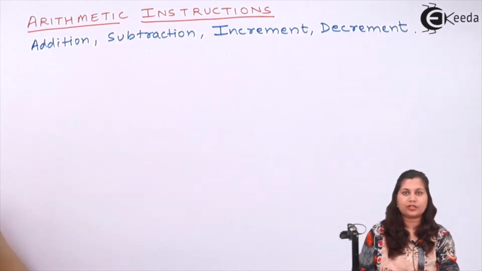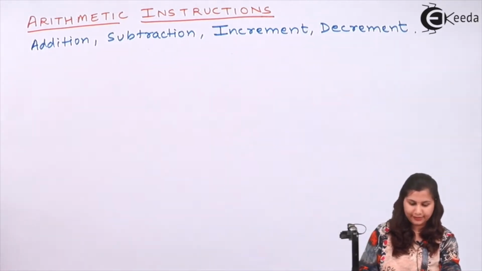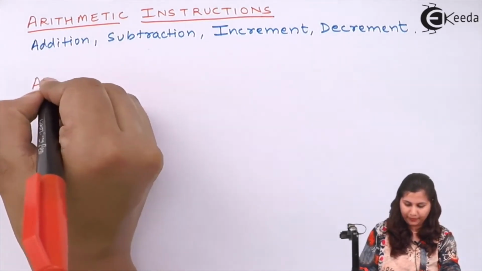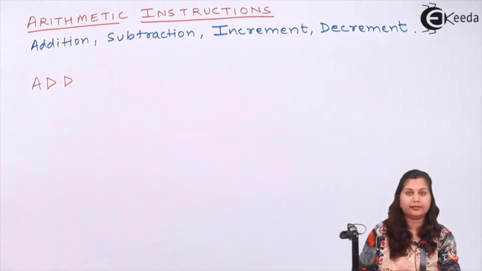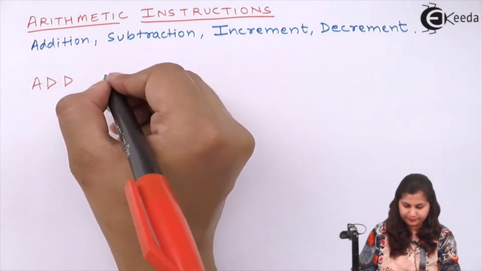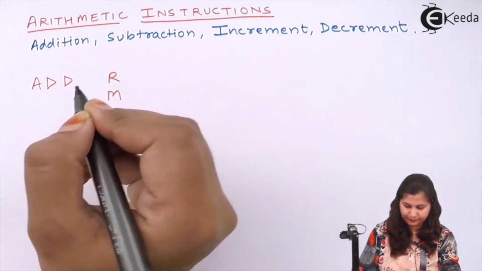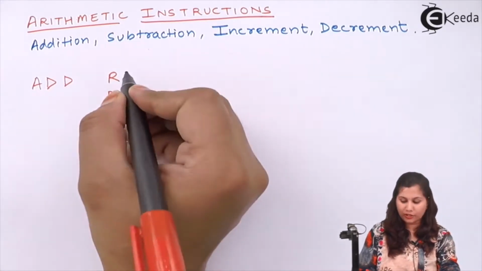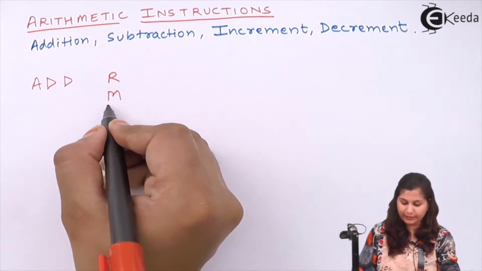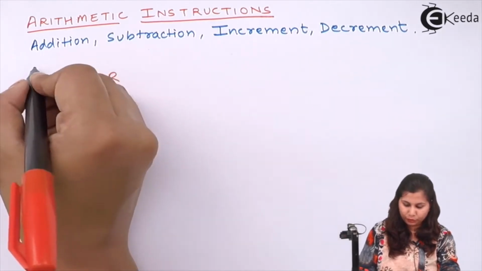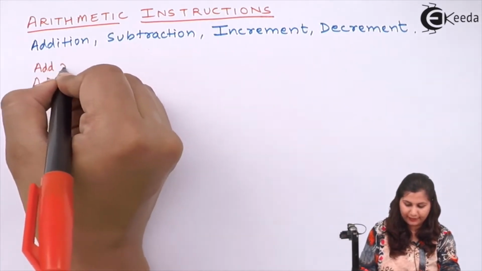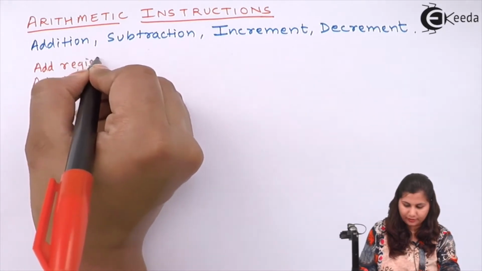The first instruction under this category is ADD, addition. The operand of this instruction can be a register or it can be a memory. So this instruction is add register.